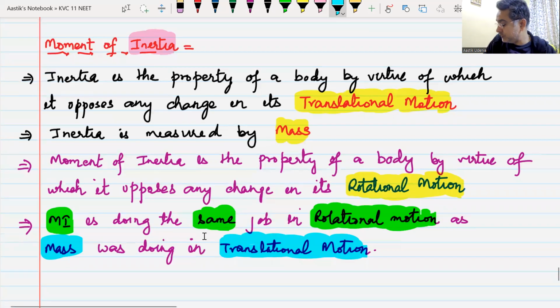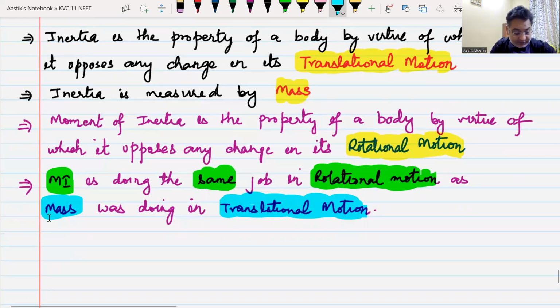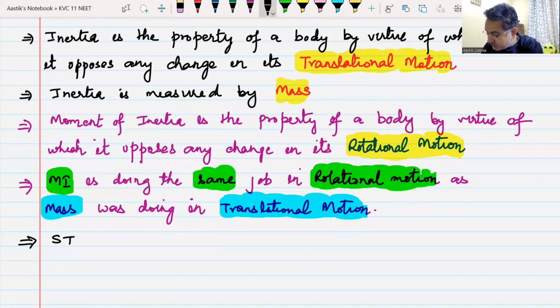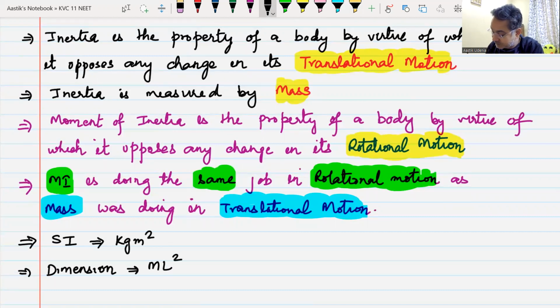Okay. So, moment of inertia. We were discussing moment of inertia. Now, let us see the type of quantity is moment of inertia. The SI unit of moment of inertia is kg meter square. The dimension is ML square. Now, what type of quantity is moment of inertia?